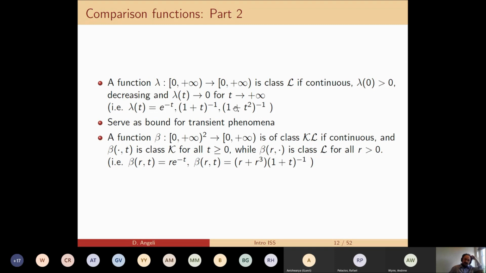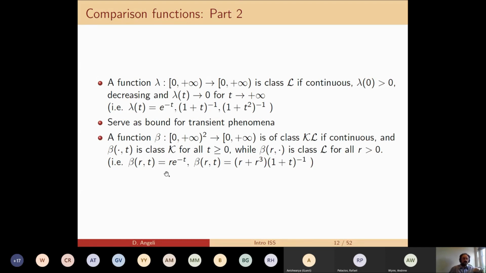What these functions are used for: they're essentially used as an upper bound for transient phenomena, phenomena that may start out with some amplitude at 0, but then eventually decay to 0. So this shape is quite handy. And in fact, while the previous class of functions are used as notions of gain, these are used for transient phenomena.